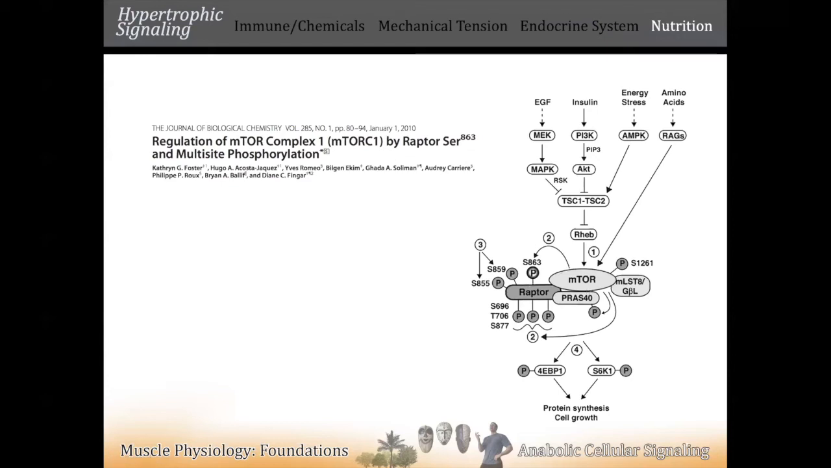PRAS40, you saw this. DEPTOR isn't on this one, but PRAS40 is a negative regulator of mTOR. It interacts with FKBP12, interacts with MLST8. It inhibits mTOR's kinase activity. We'll call that one a core protein. Fine. It's not as interesting as DEPTOR, but PRAS40, that's another negative regulator.